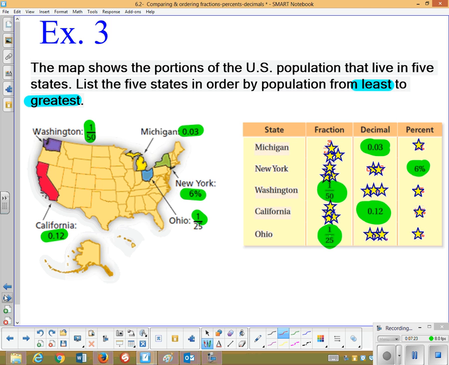All right, last example, example number 3. It's talking about the population in the United States. If you look at the map here, there's 5 states we're going to talk about. This says the map shows portions of the U.S. population that lived in 5 states, randomly chosen. List the 5 states in order, from least to greatest. What I did is I made a chart, and if you can do me a favor, make a chart for state, fraction, decimal, and percent, and then just copy down the green part.